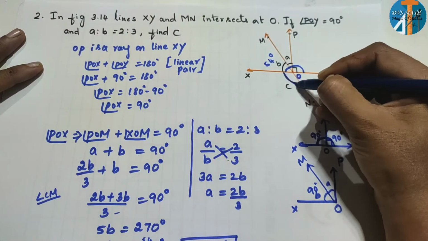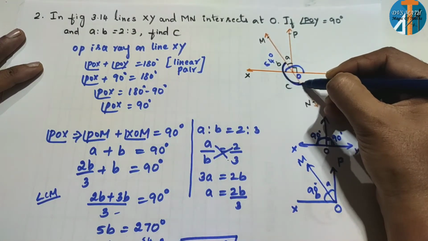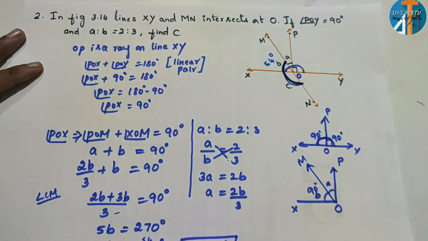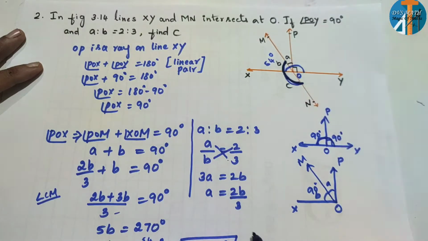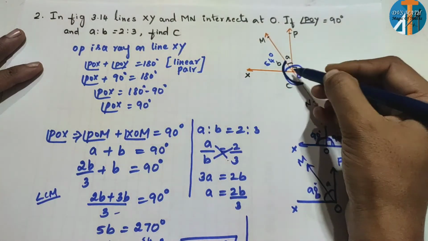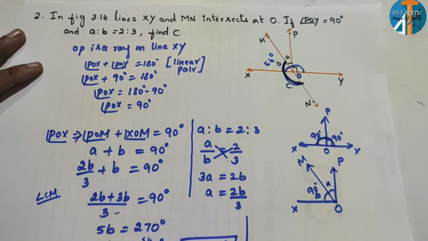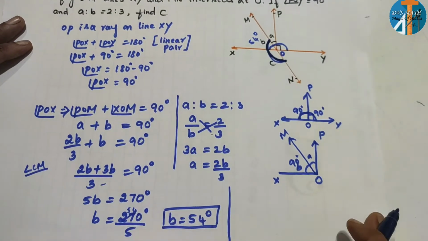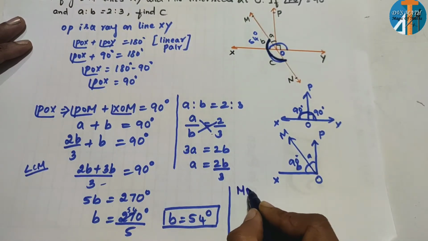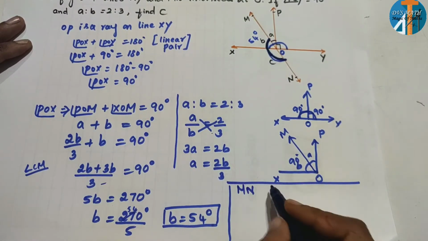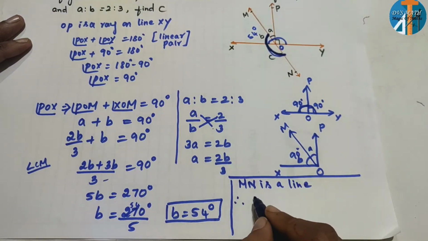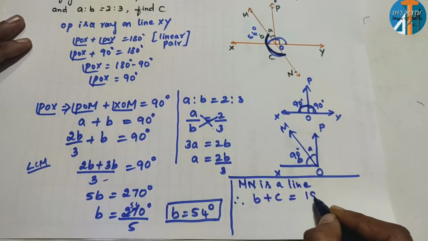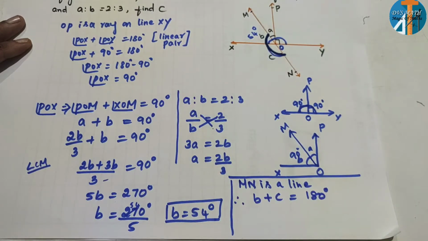So this C value. Observe, the sum of these two is equal to 180, right? Sum of these two angles, because MN is a line here. So MN is a line here, but B plus C is equal to 180 degrees. B plus C is equal to 180 degrees. So here you can observe, you can write, MN is a line, therefore B plus C is equal to 180 degrees.